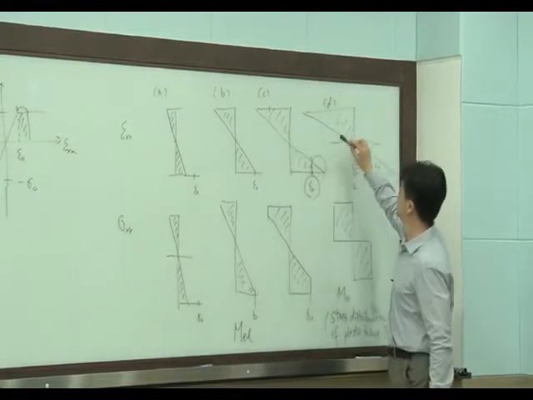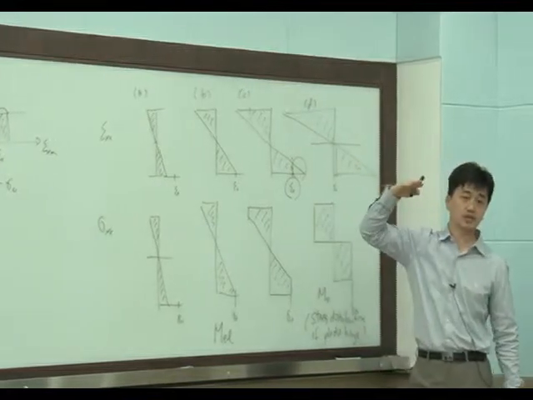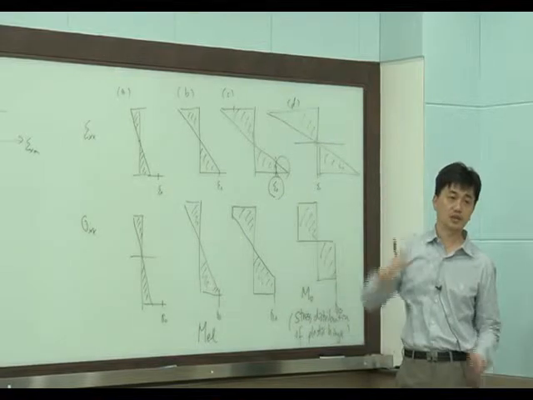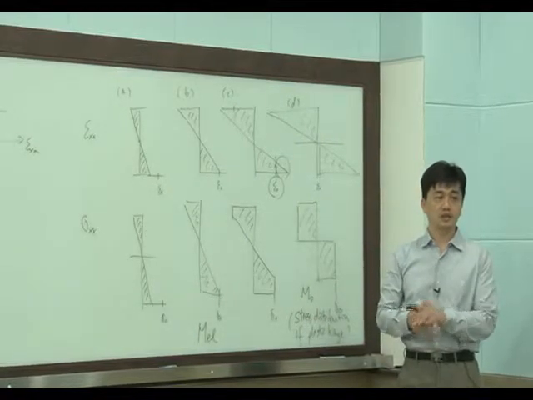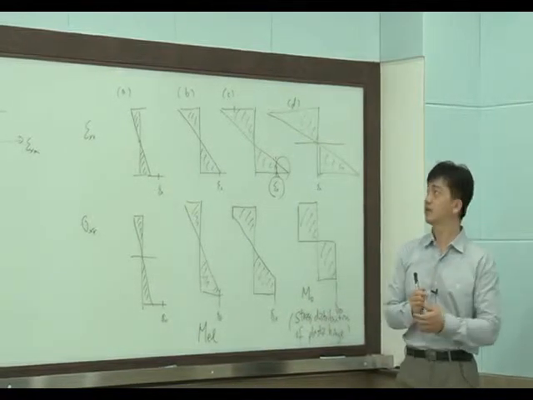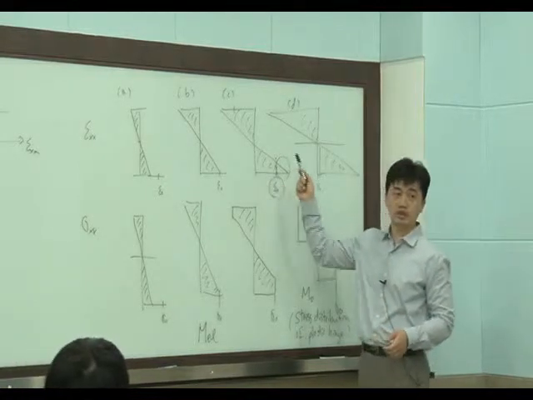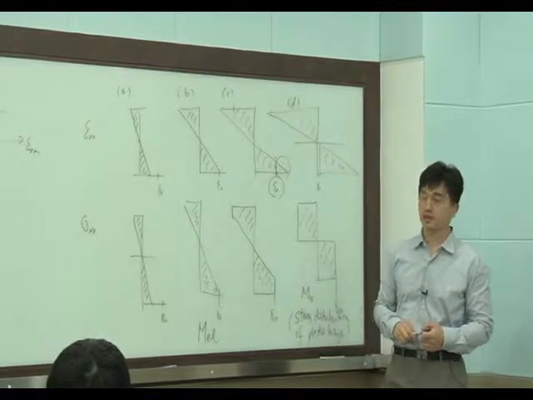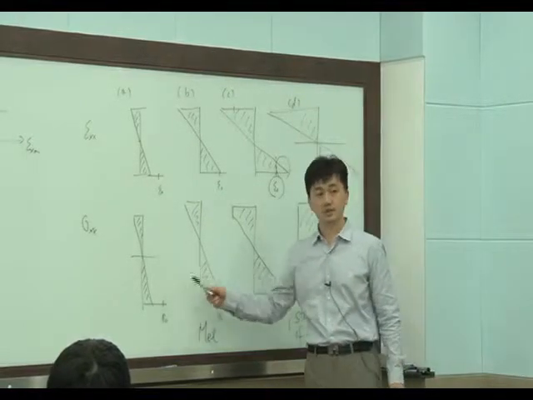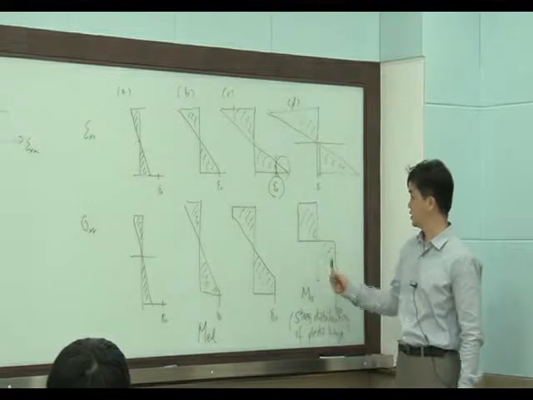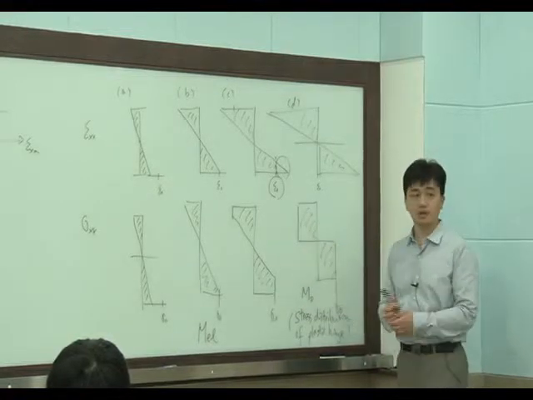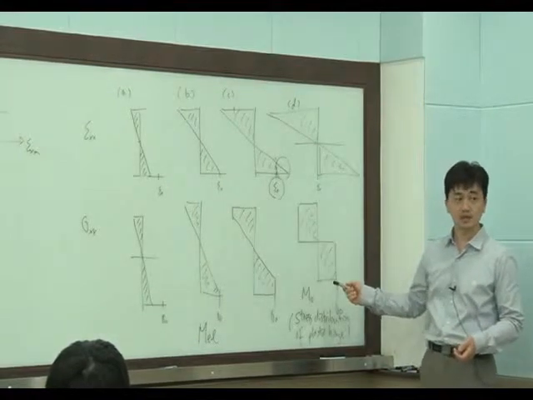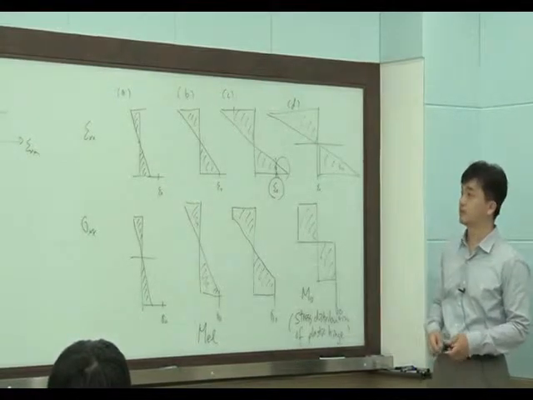Because of that, the deformed cross-section should always be plane, so it should be a straight line, and the strain should also have a linear distribution through the thickness. But stress can be this kind of distribution. It's not a linear distribution, right? Okay.